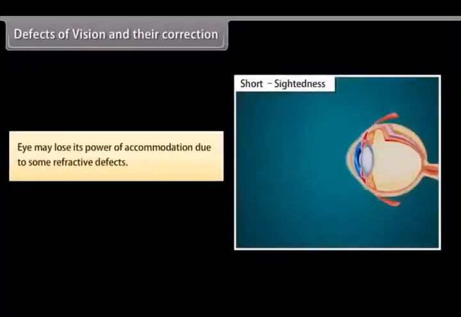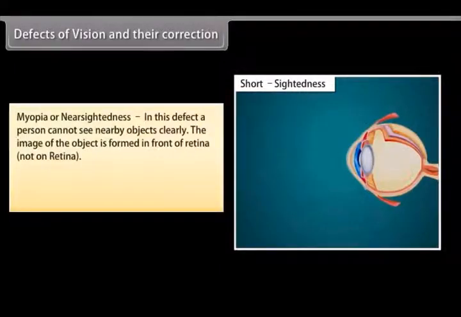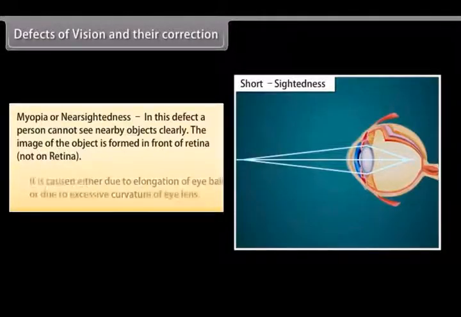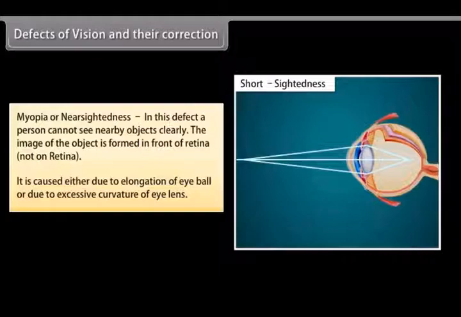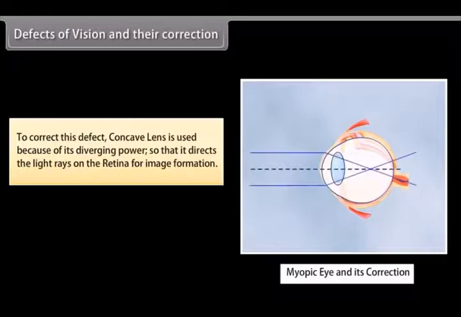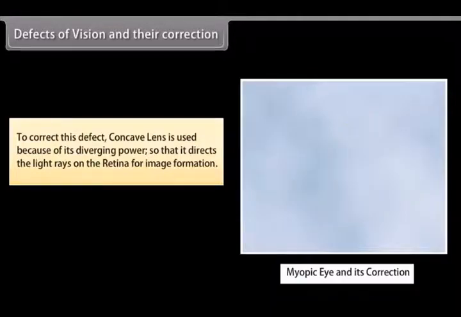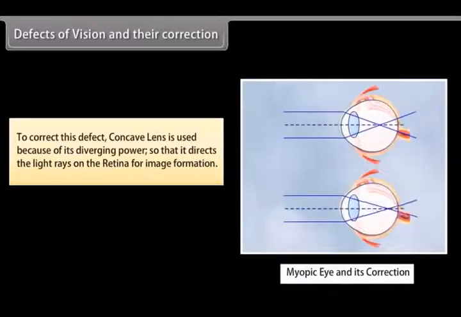Defects of vision and their correction. The eye may lose its power of accommodation due to some refractive defects. There are 3 such defects. Myopia or nearsightedness. In this defect, a person cannot see distant objects clearly. The image of the object is formed in front of the retina. It is caused either due to elongation of the eyeball or due to excessive curvature of the eye lens. To correct this defect, a concave lens is used because of its diverging power, so that it directs the light rays onto the retina for image formation.